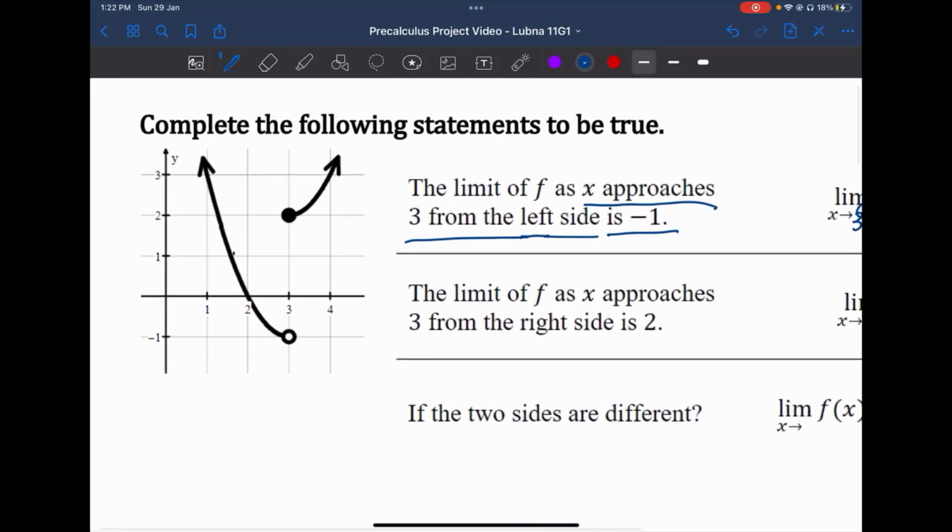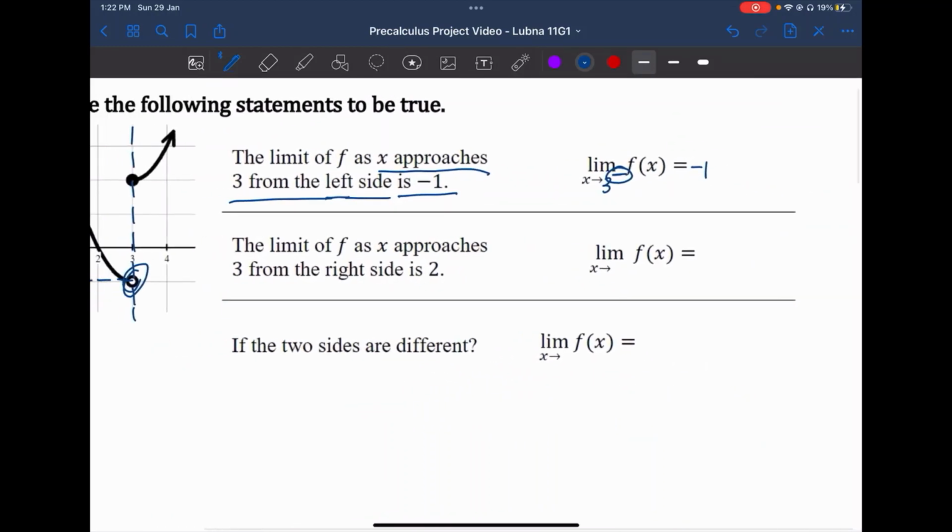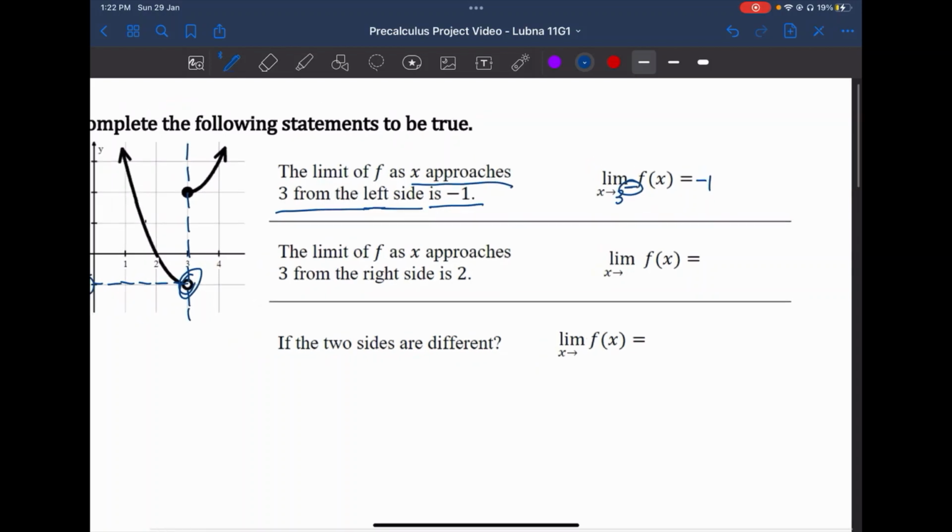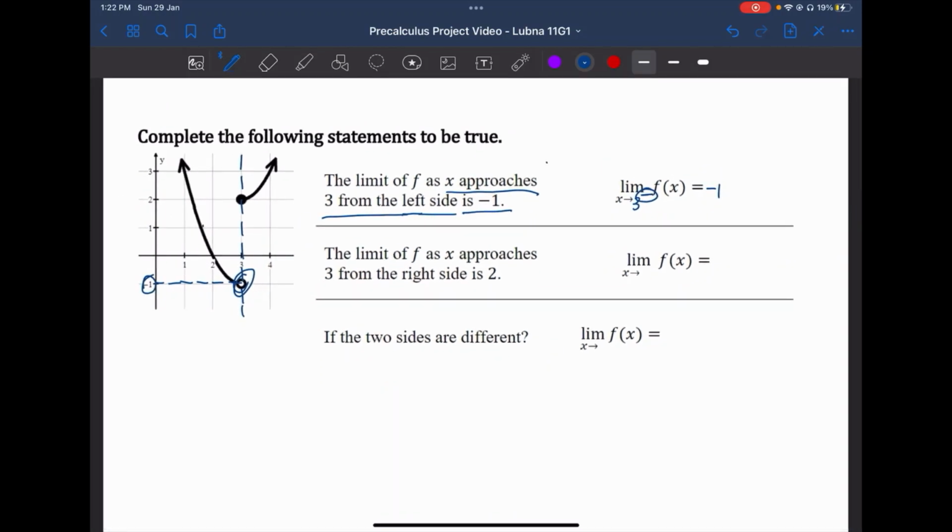To check this on the graph, we can go to where x is equal to 3. So there is this, and we can draw a line over it. From the left side is -1. From the left side means where the graph is pointing towards the left side, which is this one because it's going to the left side. So when we draw a line to the left side, we find -1 here. So this is how you check if it is true or not. So this statement is true.